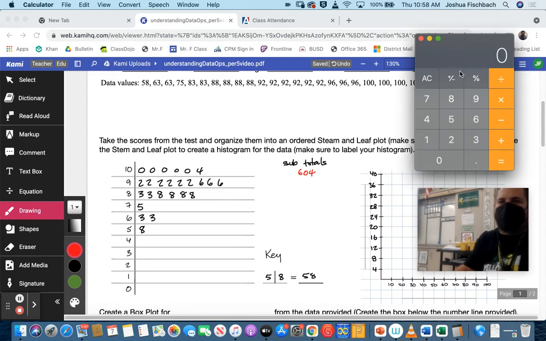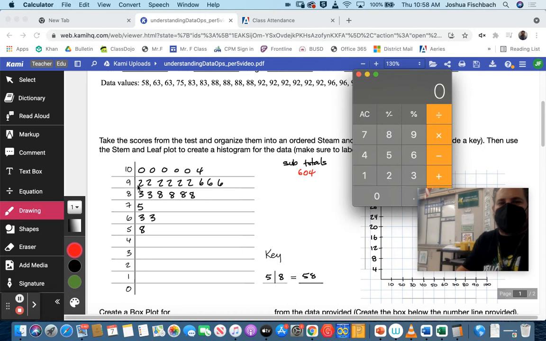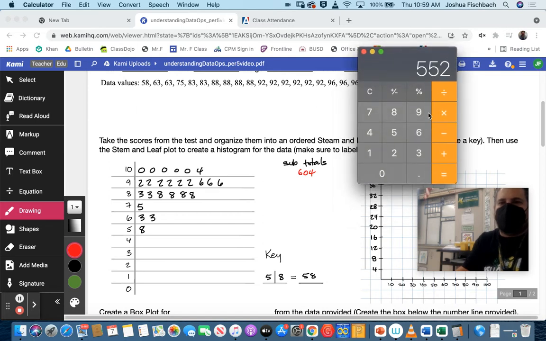Okay, wait, there it is. Slow computer finally kicks into action. There we go, 92. So we're going to do 92 times 6. And 92 times 6 is, in fact, equal to 552. So I'm going to start with that 552, and then I'm going to add 96 3 times.